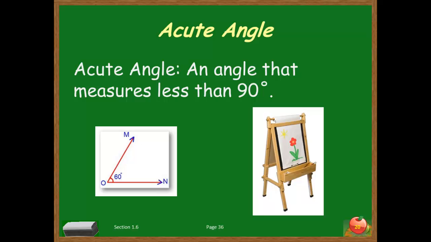Acute angle. An angle that measures less than 90 degrees. This angle measures 60 degrees. Therefore, it is acute. This easel for art class has an acute angle. Acute.